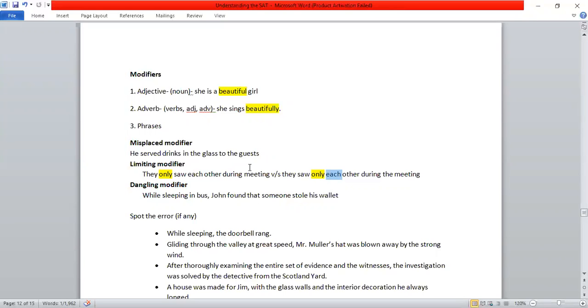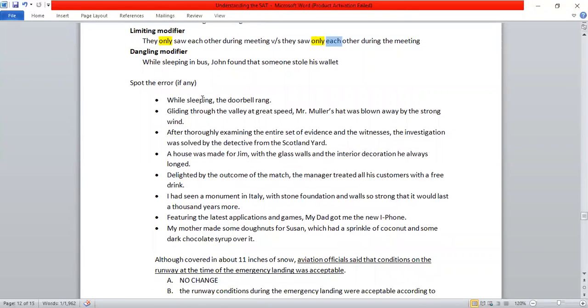So depending on what your passage is talking about, what part is underlined, you'll have to match that. Whatever is underlined is going in the same meaning as the passage. Okay, that's limiting modifier for you. Now that you know what modifiers are, let's go to some questions and see if there is any error.